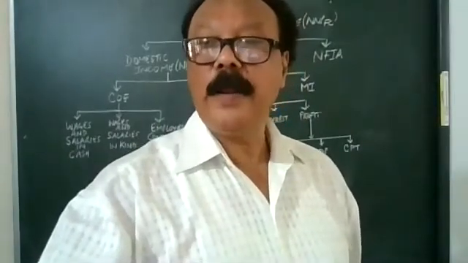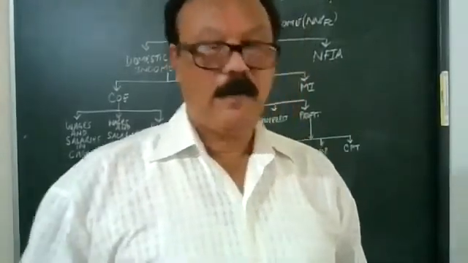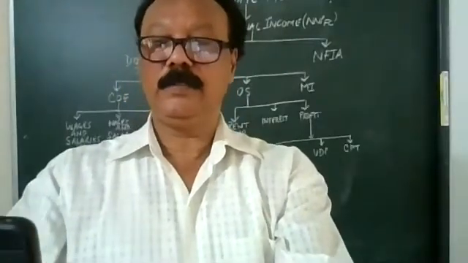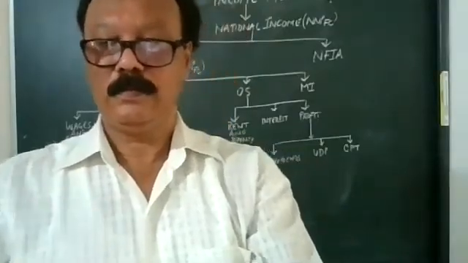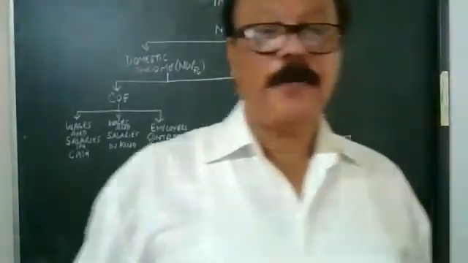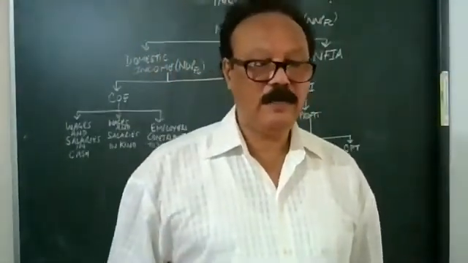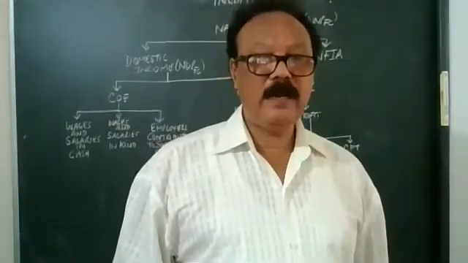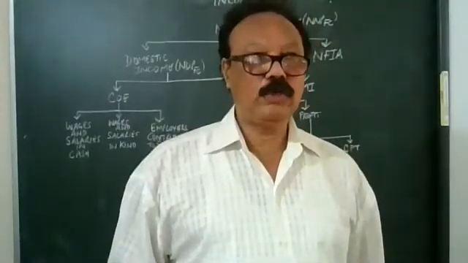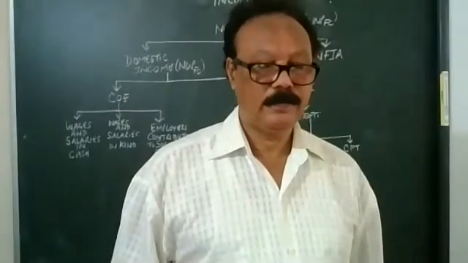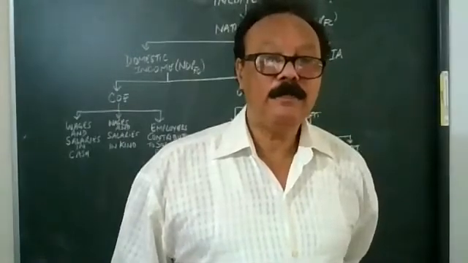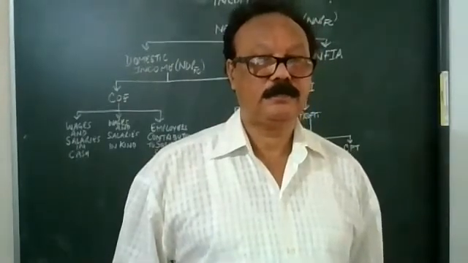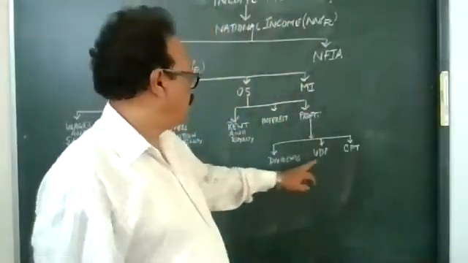Third, corporate profit tax. Corporate profit tax, CPT, is the part of profit which is paid to the government in the form of profit tax. So, dividends, undistributed profits, corporate profit tax.